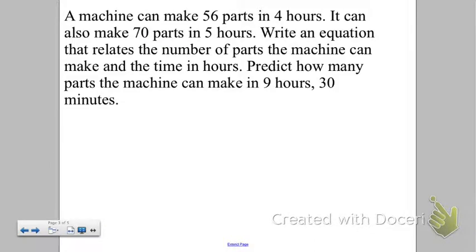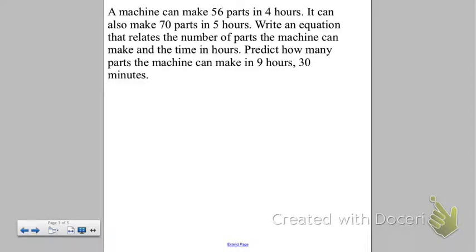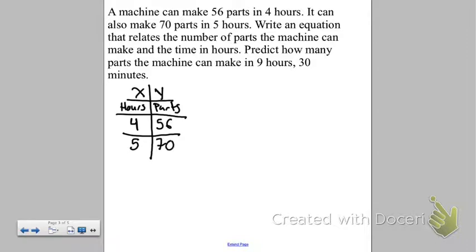And the last question. A machine can make 56 parts in 4 hours. It can also make 70 parts in 5 hours. Write an equation that relates the number of parts the machine can make and the time in hours. Predict how many parts the machine can make in 9 hours, 30 minutes. I'm going to make a chart to start. x and y. In this case, my x is going to be my hours, and the y is going to be the parts, because the parts depend on the hours. In 4 hours, they can make 56 parts, and in 5 hours, they can make 70 parts.